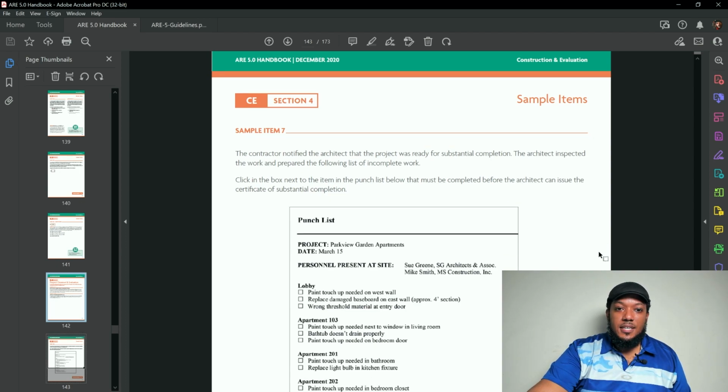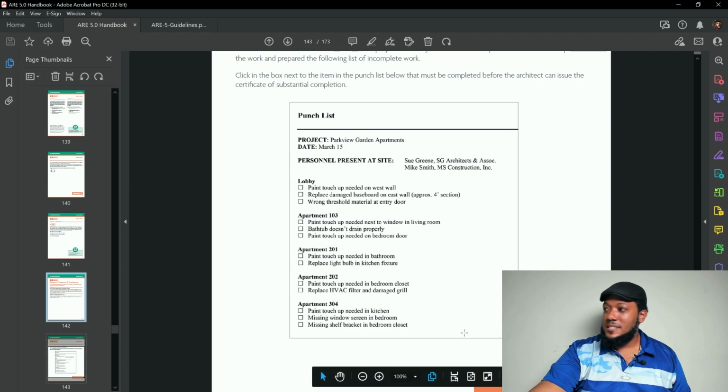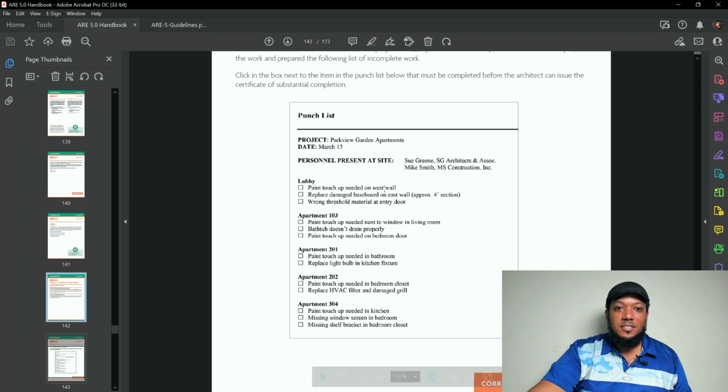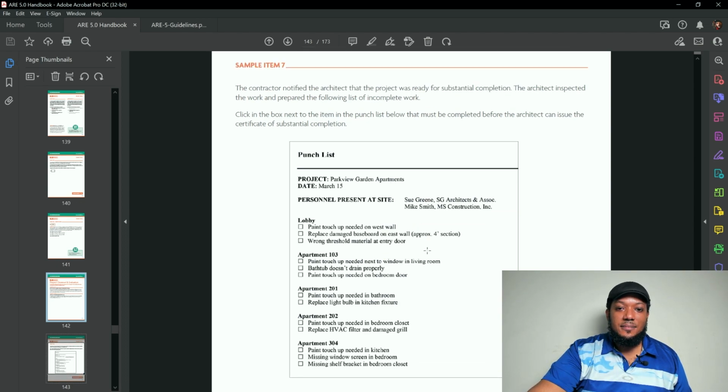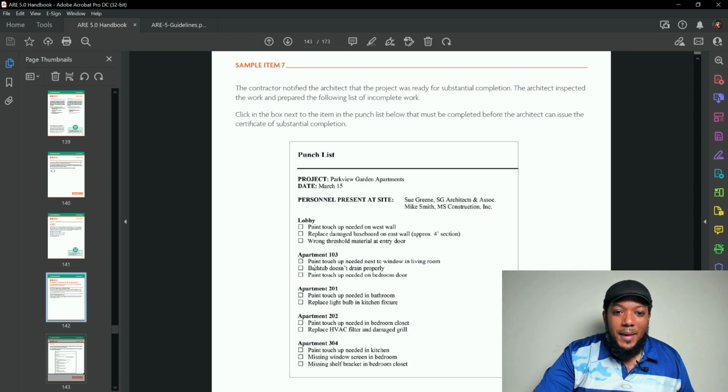So, for instance, we were looking at this punch list, right? If you see a list of these, can you tell which one is actually going to delay the project? Obviously, paint is not a major issue. The bathtub draining, that's plumbing. That's multiple facilities, right? A light bulb is not. It's just an element that's added to it. The filter grill is just sort of decorative.